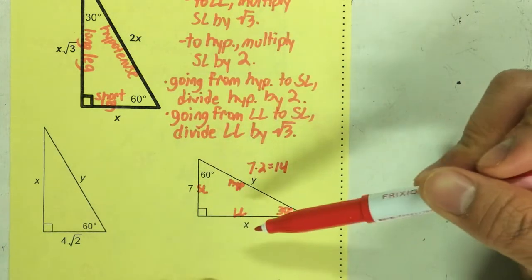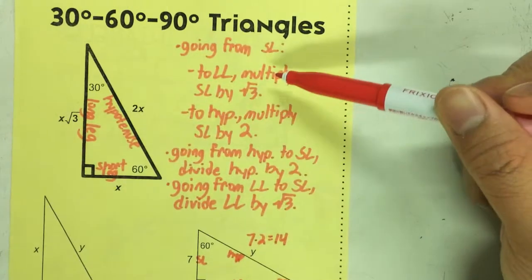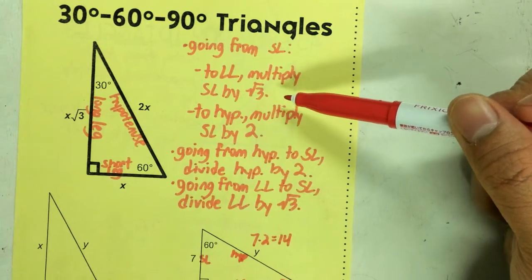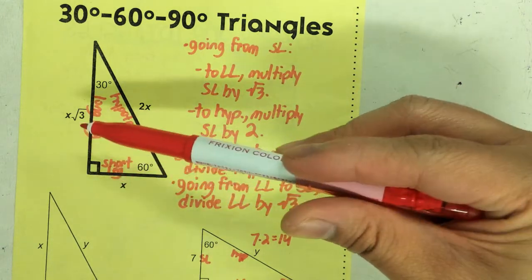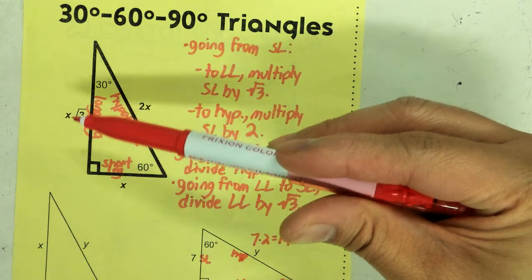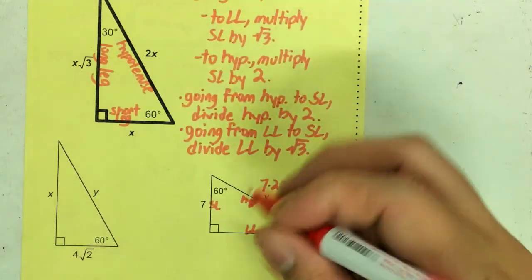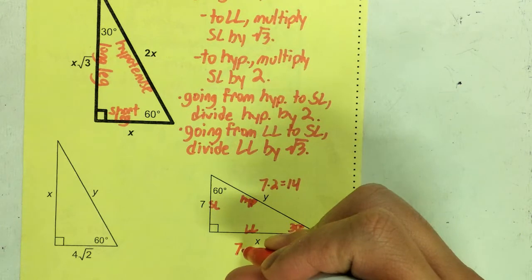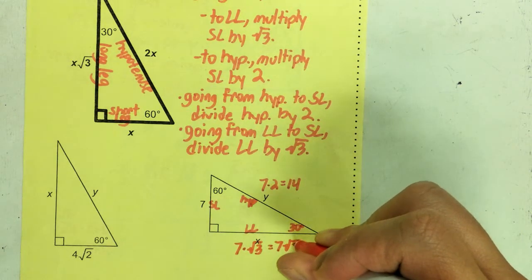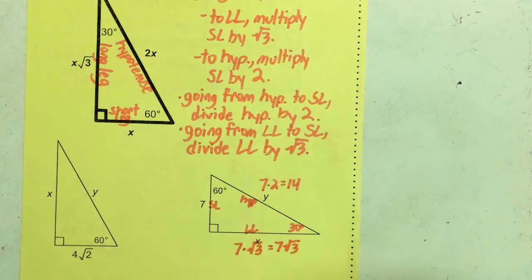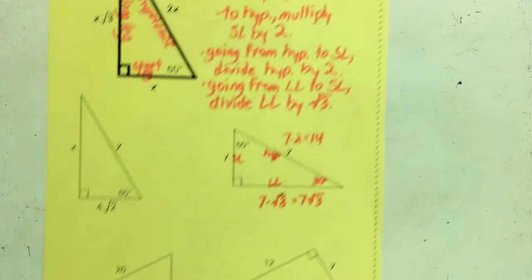Again, we have short leg. Now let's go to long leg. From short leg to long leg, multiply by square root 3. Or from short leg x to long leg x root 3, we multiplied by a square root 3. So this is 7 times the square root 3, which is simply 7 square root 3.